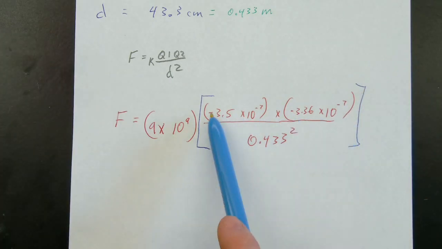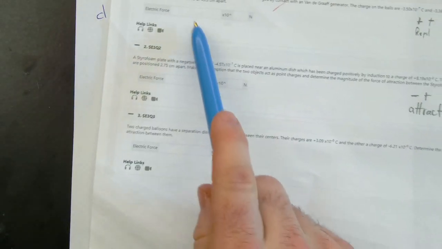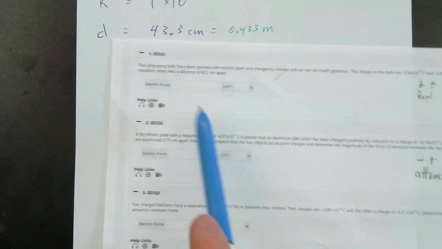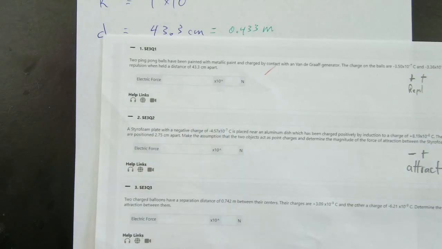You did start out with a negative charge and a negative charge, and when we get to the end, you're going to end up with a positive number for the force. I will say, that's going to work fine on your positive. On here, you would just put the positive number in. You're going to put it in scientific notation.